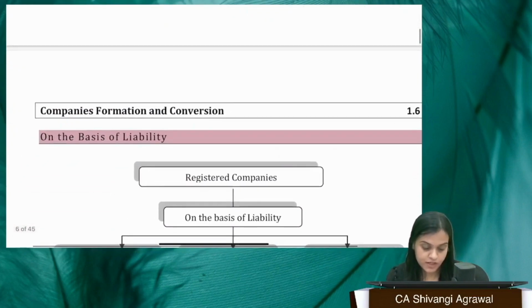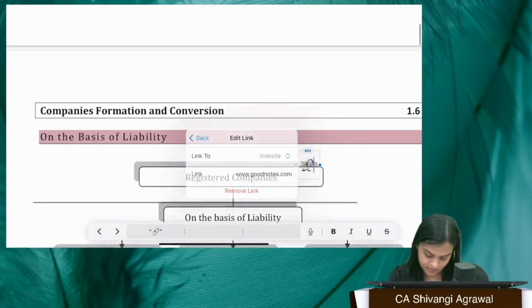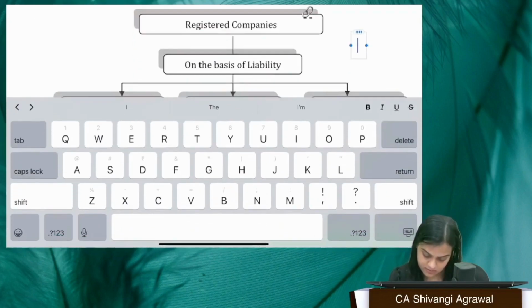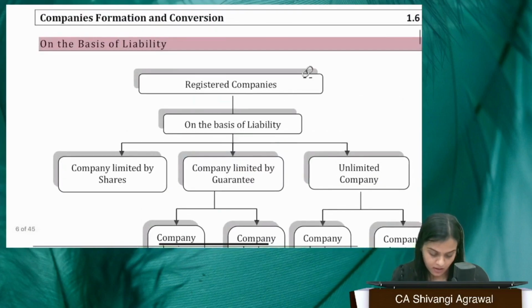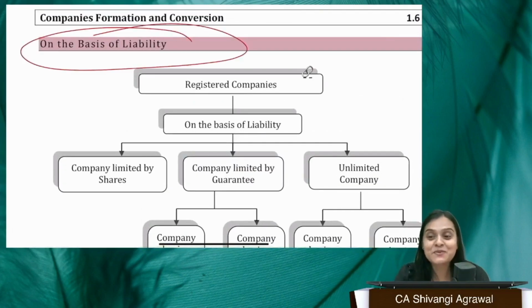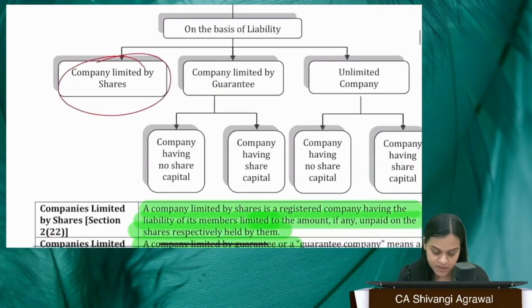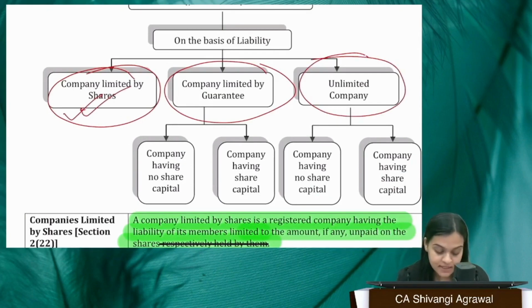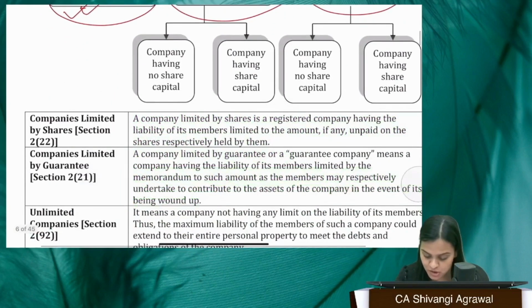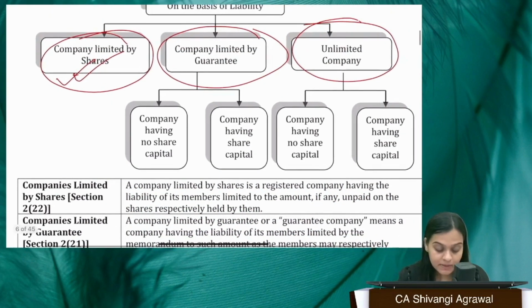Now, moving to the next part. On the basis of liability, this is the biggest advantage that a company has. A company may be limited by shares, a company may be limited by guarantee, or it may also be an unlimited company. So if it is limited by shares, the liability of the members of the company will be limited to the amount unpaid on shares held by them.